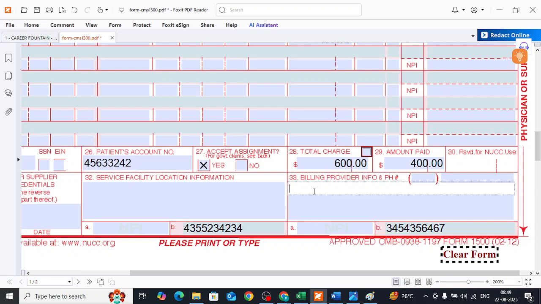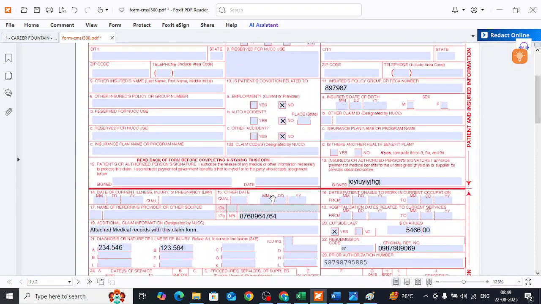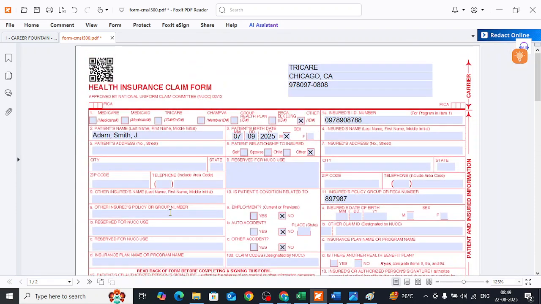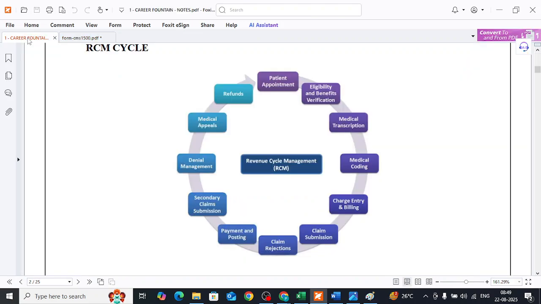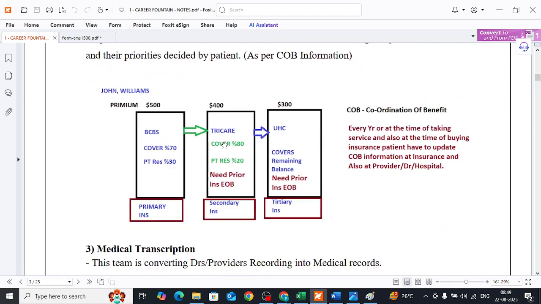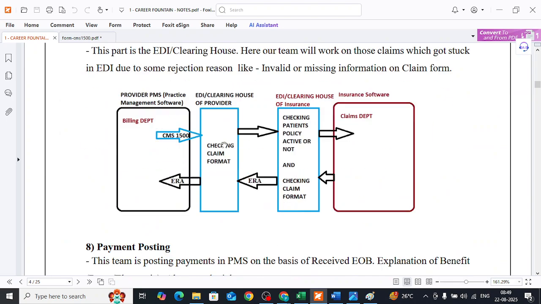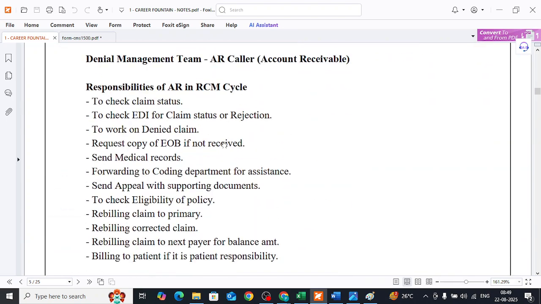Okay, so these are some important boxes from the CMS 1500, and I have already mentioned in our notes which ones you have to remember for the interview.